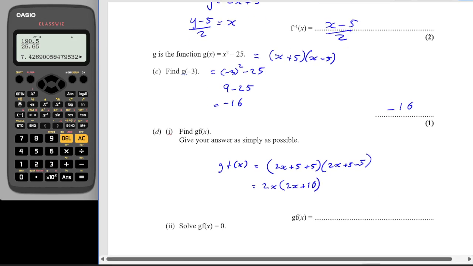And I'm going to slightly simplify that. I can take a further 2 out. So I can say that it's going to be 4x times x plus 5. And I think that's probably the simplest format for that.